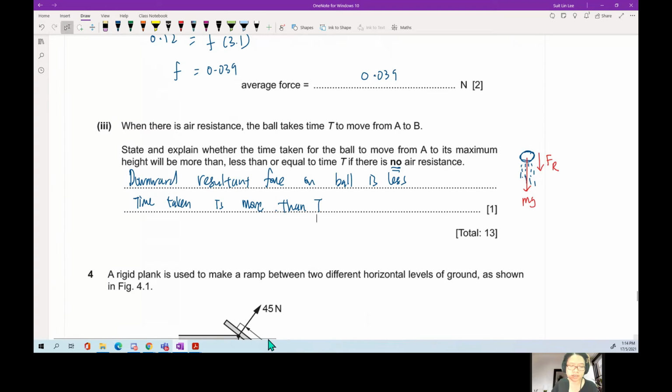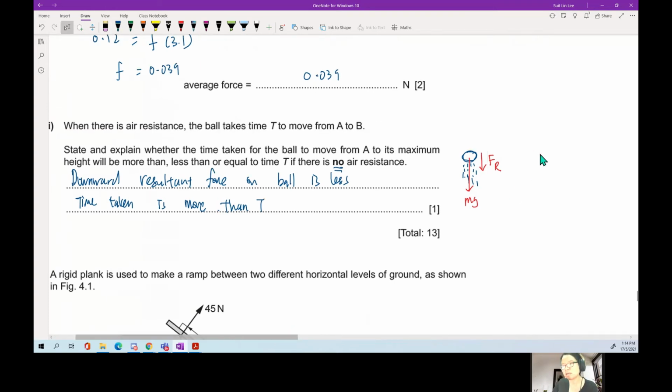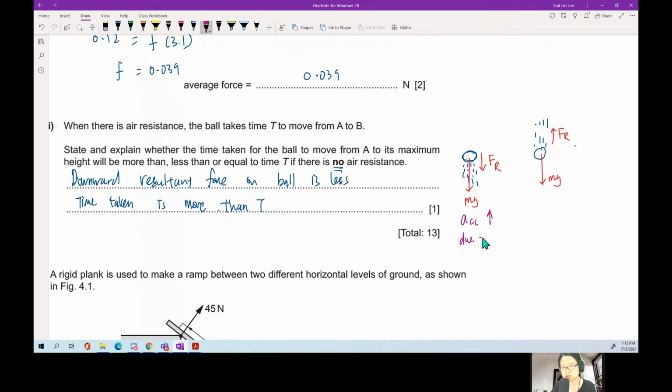Okay? Alternative scenario. Let's say the ball is falling down. If the ball is falling down, mg is here, but air resistance is up here. Then the time, let's say the time taken to travel the same distance will be more. So in this case, acceleration increases due to Fr. You remove Fr, acceleration decreases. In this case, acceleration decreases also due to Fr. You remove Fr, acceleration will increase.